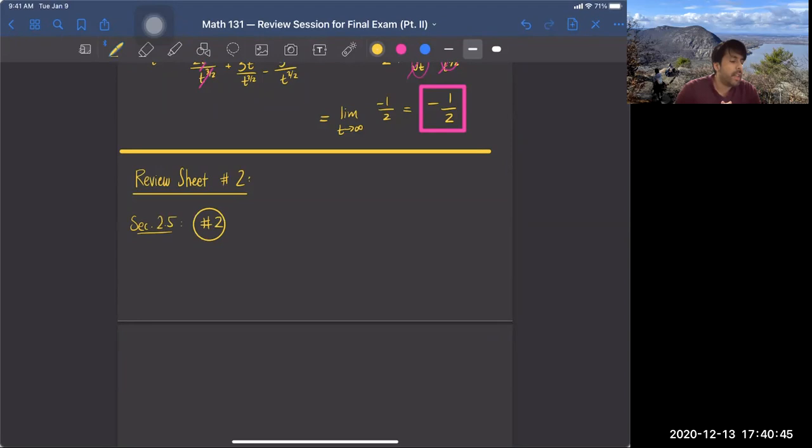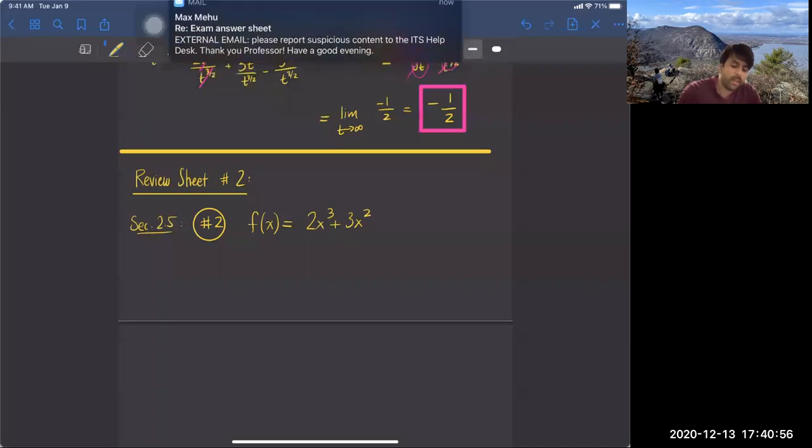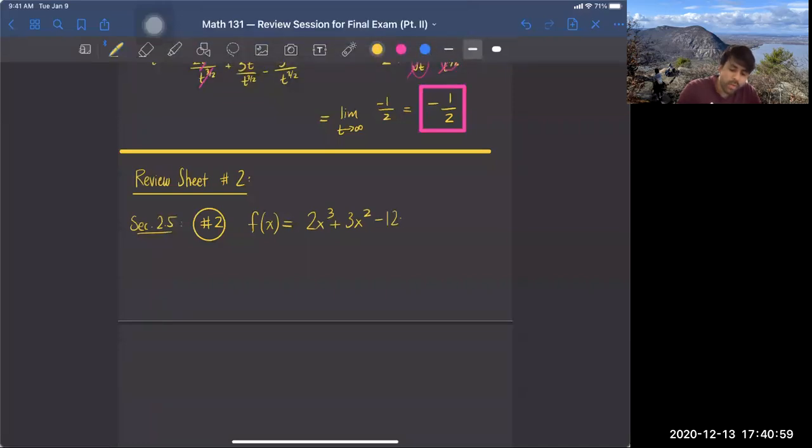So I want to use the second derivative test to find the relative extrema. First I'm given a function, f of x is 2x cubed plus 3x squared minus 12x minus 4. First I have to find the first derivative, which becomes 6x squared plus 6x minus 12. Then I set it equal to 0 and solve the quadratic equation. I can factor out a 6, so this becomes x squared plus x minus 2.